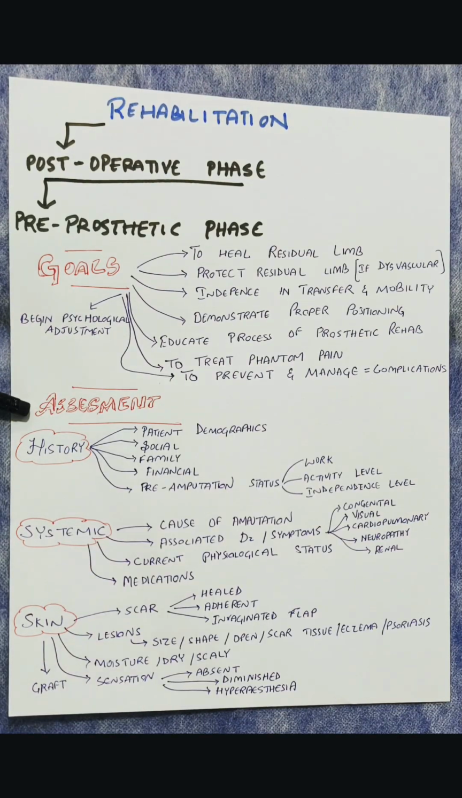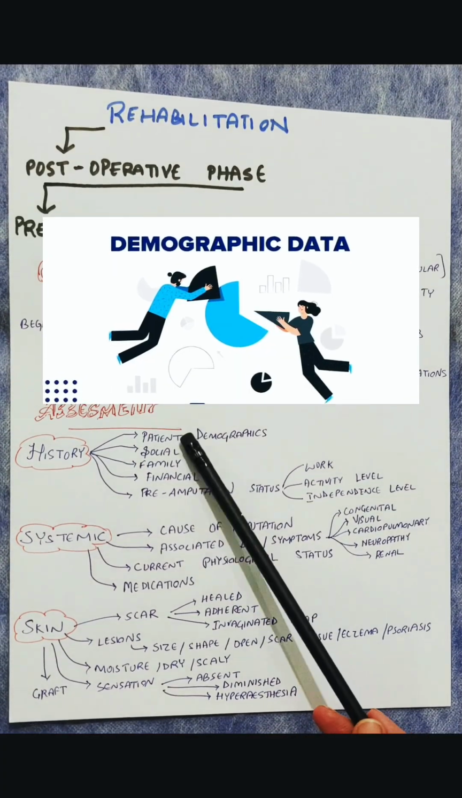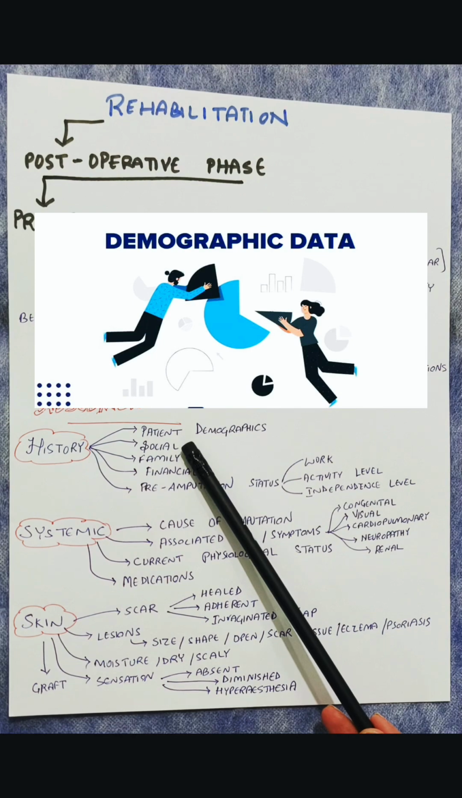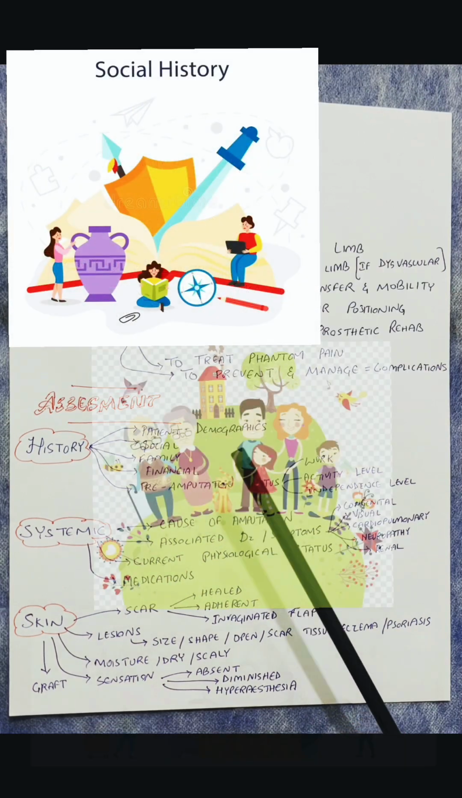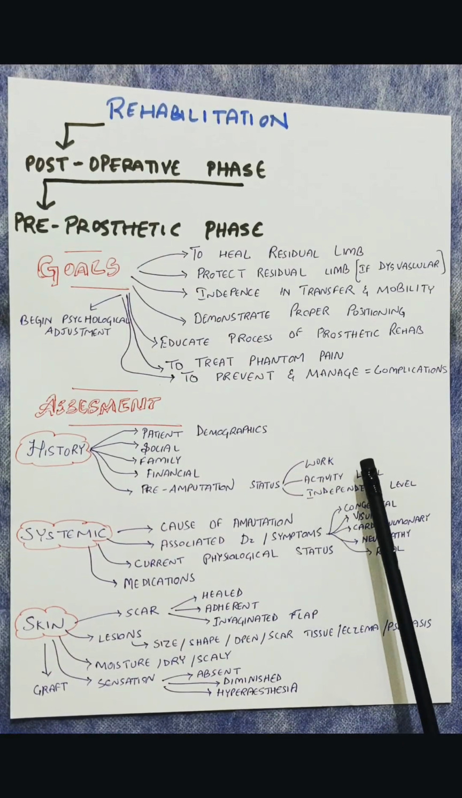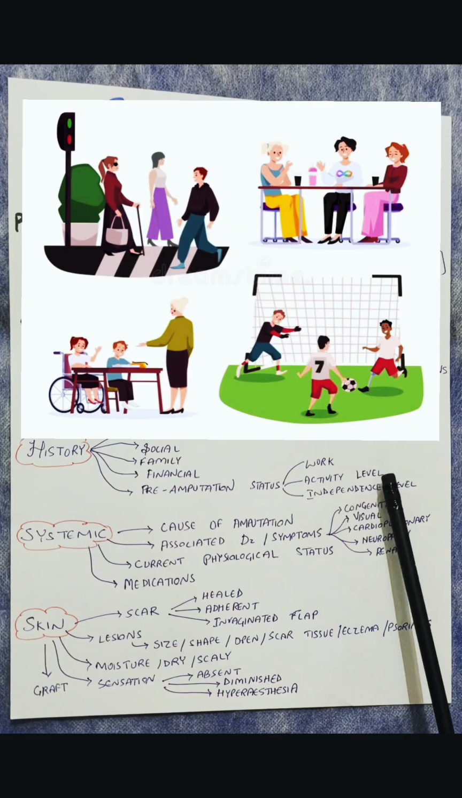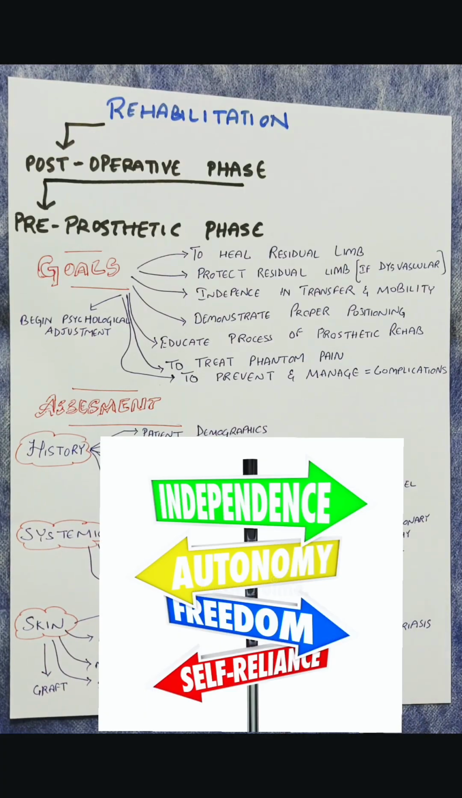Coming to the assessment area, we have to be careful while assessing the patient, starting with the history. So clear patient demographics has to be included. We'll be looking for the social history, the family history, the financial history, the pre-amputation status, including their work, how they were before, and the activity level, their independence level.